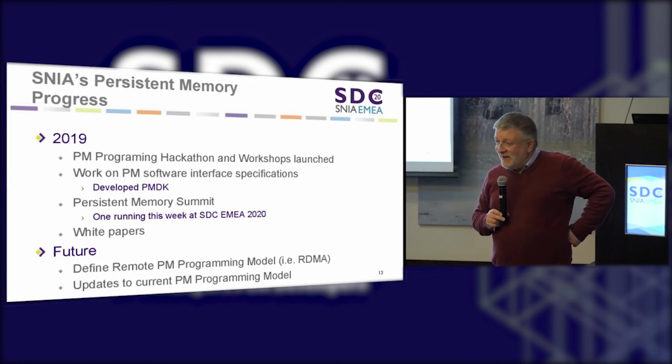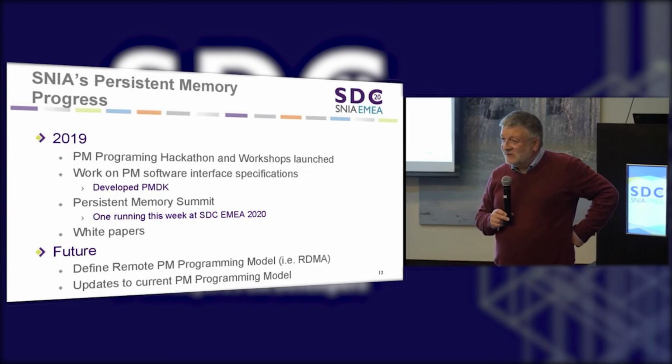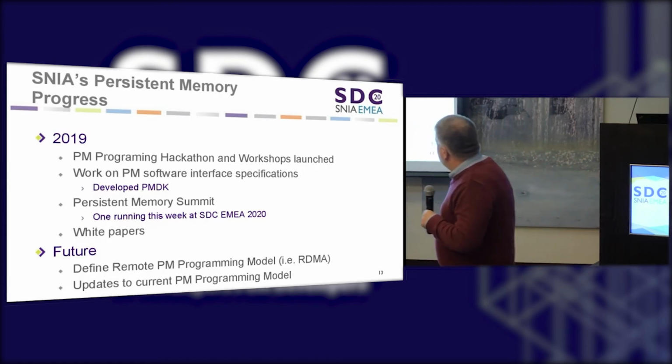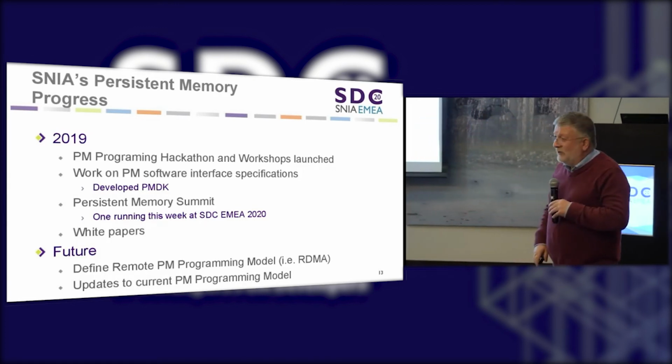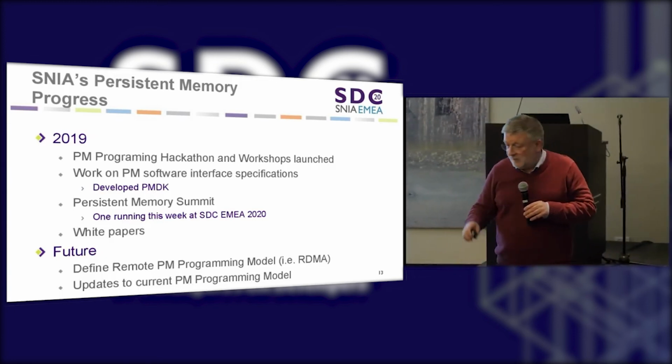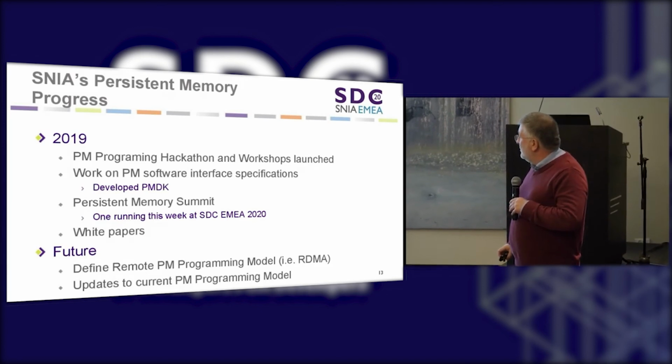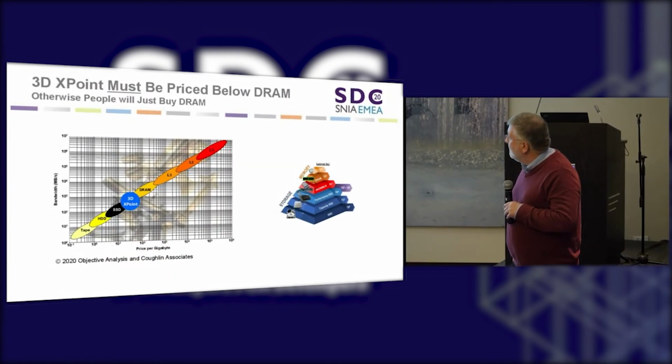And do you remember that thing about naming things? The really difficult thing in computing science is naming things. Well, PMOF just sounds like, PMOF, and it's horrible stuff. So we're going to do something, we don't know what we're going to call it, but remote persistent memory is what we're calling it at the moment. And we're going to update the current persistent memory programming model.